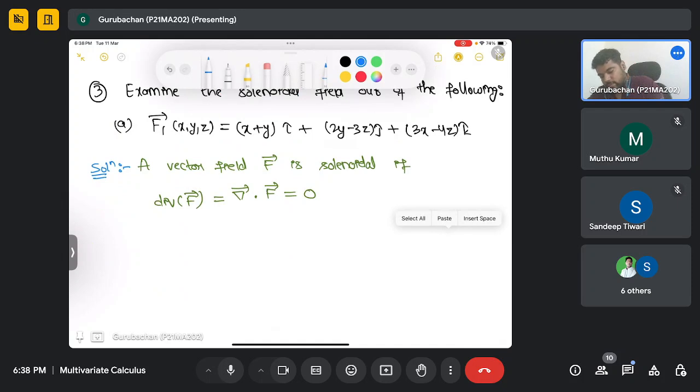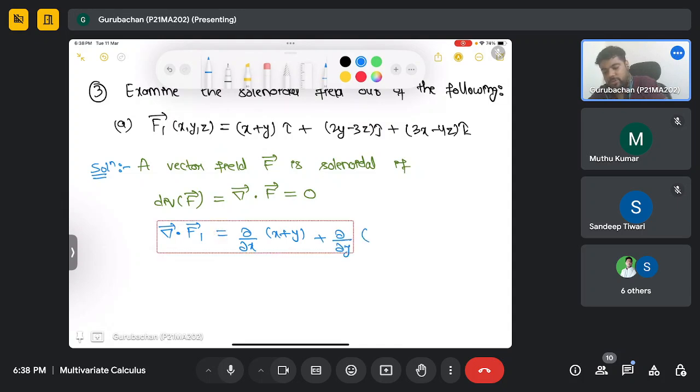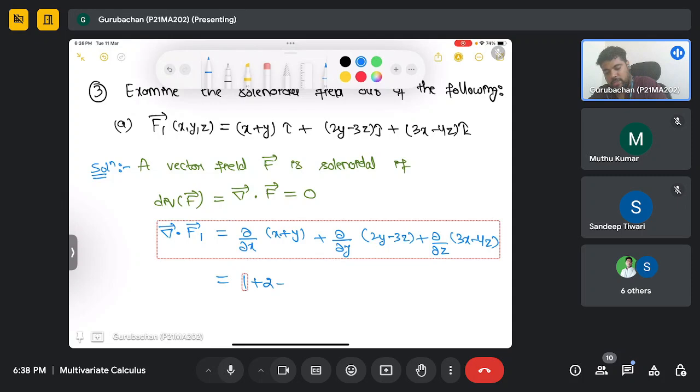So calculate here del dot F1. So del dot F1 is del by del x of x plus y, plus del by del y of 2y minus 3z, plus del by del z of 3x minus 4z. So this will give us 1 plus 2 minus 4, which is minus 1, which is not equal to 0. So the given vector field F1 is not solenoidal.